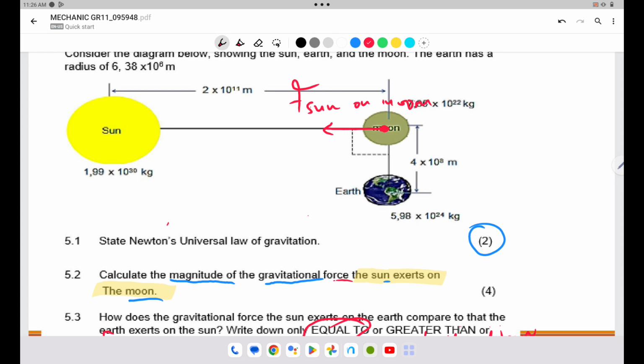But hold on, there's another object there. There's the Earth. Because these two objects have mass, we know from the gravitational law that they are going to exert a gravitational force on each other. So we are going to have another force exerted by the Earth on the moon. What is the direction of the force?